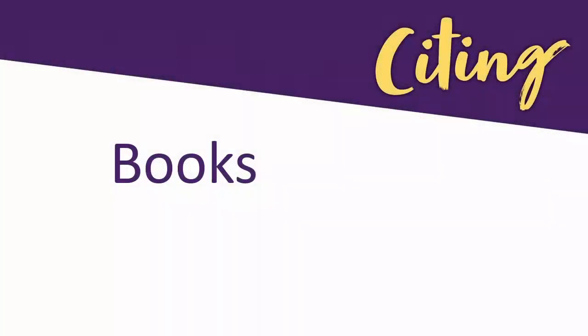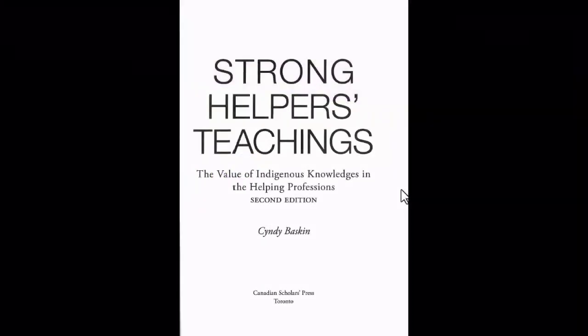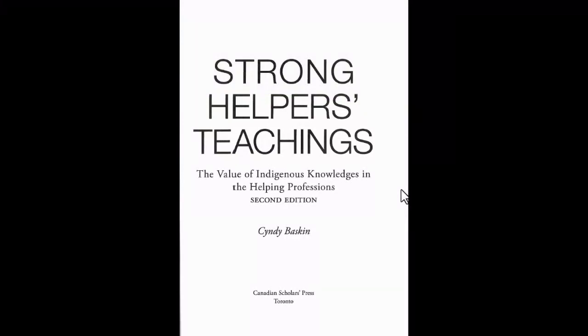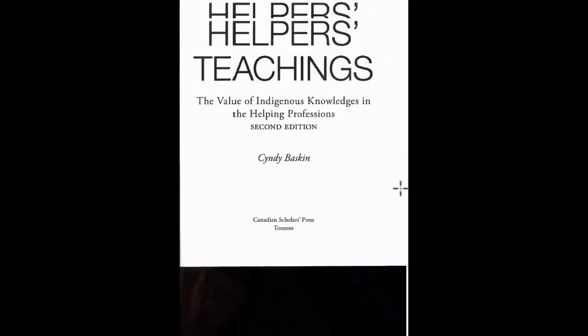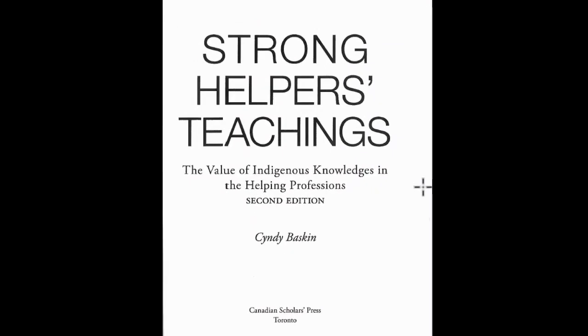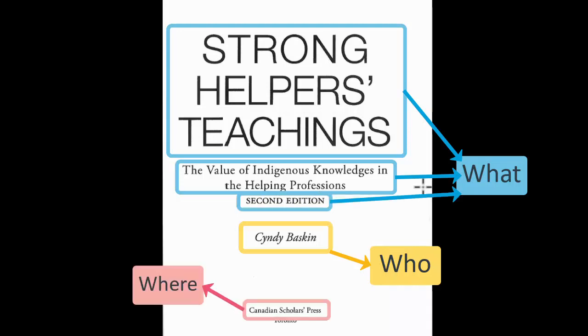To find the reference elements in a book, use the title page and the publication information page. The title page is usually the first or second page of a book. The publication information page is usually located on the back of the title page. The title page typically includes the elements for who, what, and where. In our example, you'll see the title page includes the author, the title and subtitle, the edition, and the publisher.